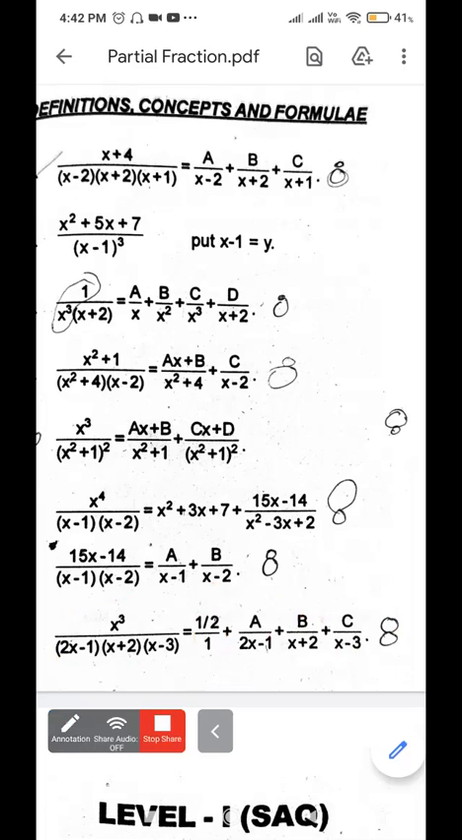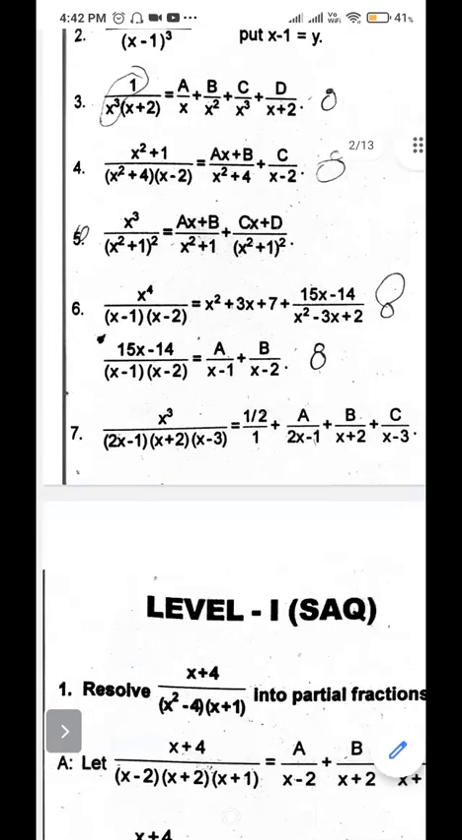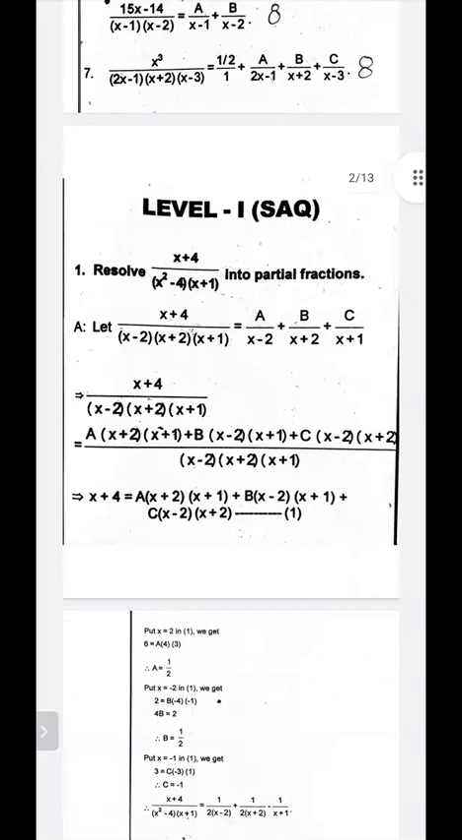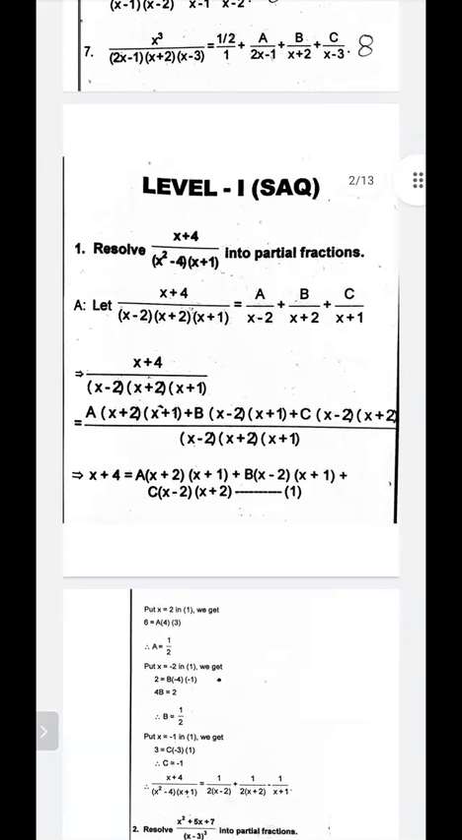Clear? So this is the concept, and you just have to remember these few formulas and you have to apply them while solving questions. Okay. Now comes the main part. Here questions are very interesting.